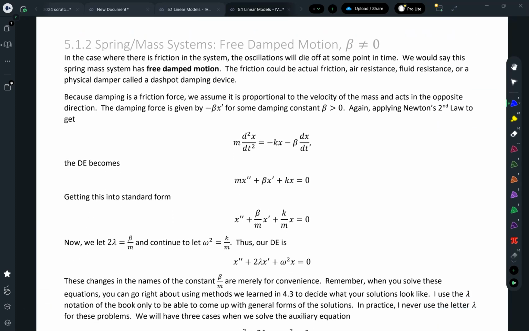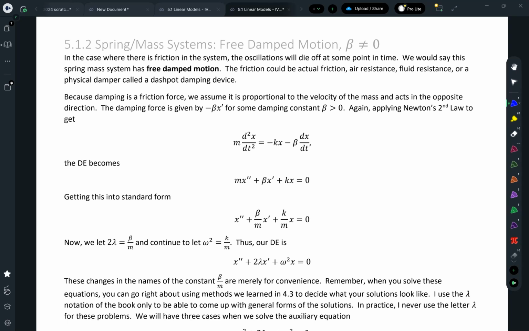Now we're dealing with the case where beta is not 0. These are the damped situations. And we have a whole other thing where the book decides that we're going to make this a little bit more confusing by renaming all of our letters that we've already named. But let's start from the top.